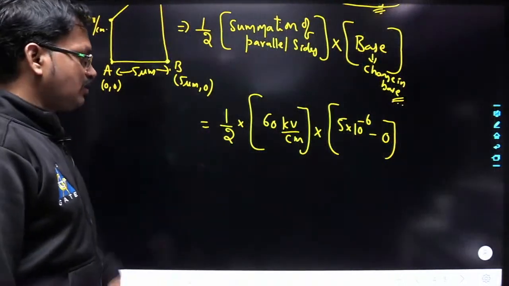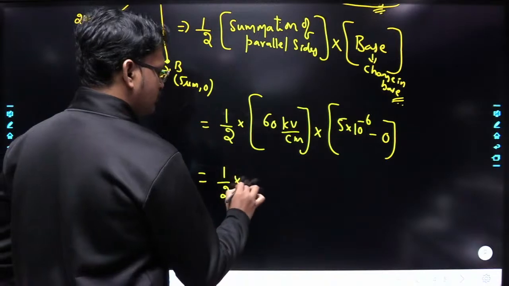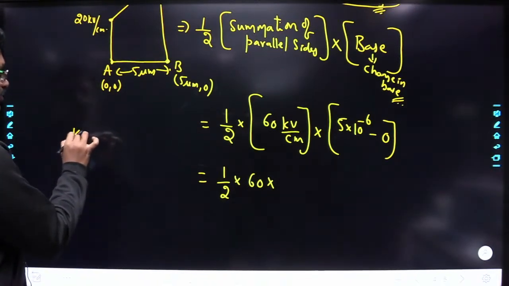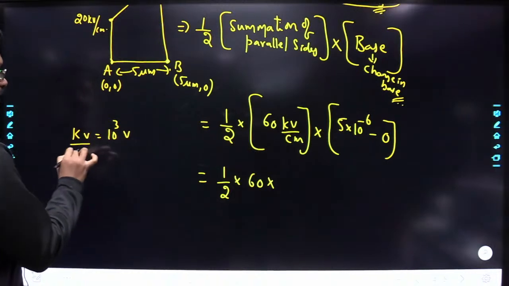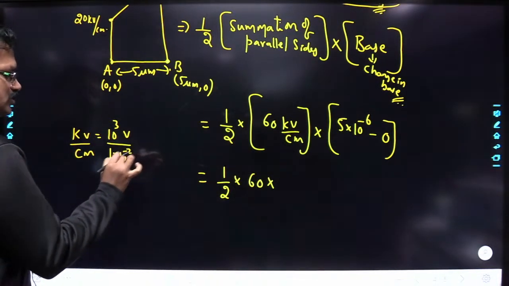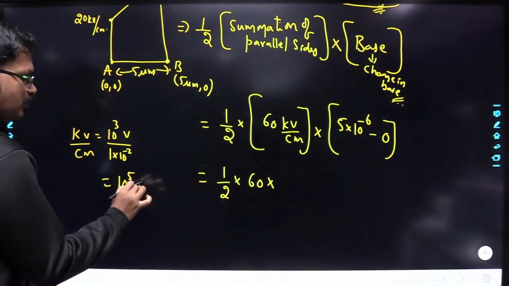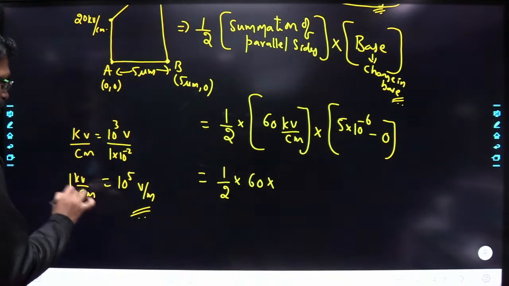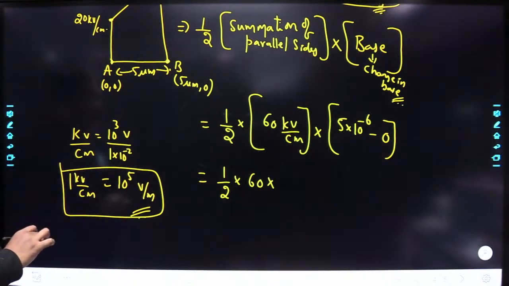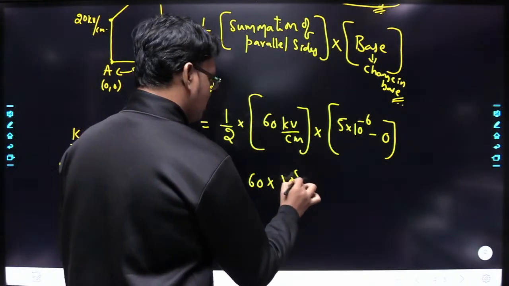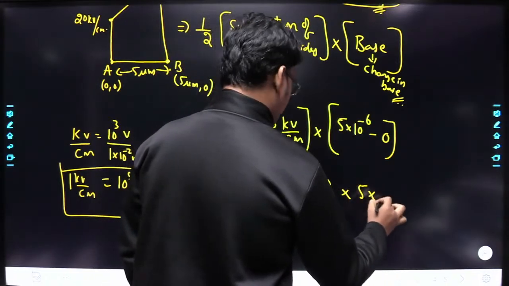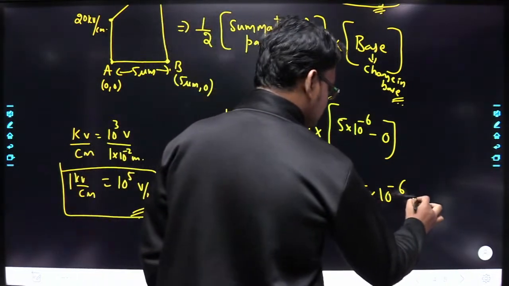Okay, so directly you can get the answer. That is equal to half into 60. How can you write kilovolt per centimeter in terms of volt per meter? Kilovolt means 10 power 3 volt per centimeter, and centimeter means 1 into 10 power minus 2 meter. So 1 kilovolt per centimeter you can write as 10 power 5 volt per meter. So 60 into 10 to the power of 5 volt per meter into 5 into 10 power minus 6 meters.